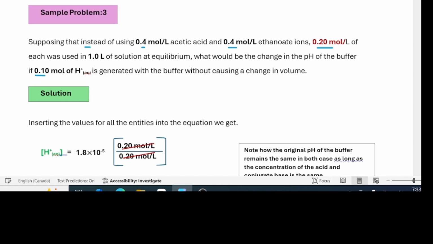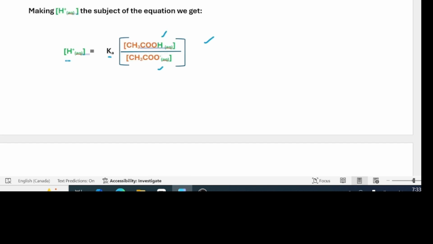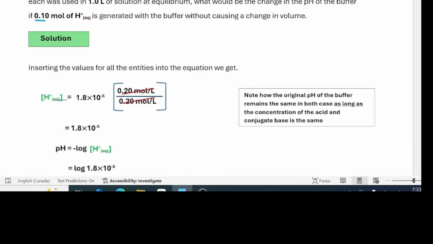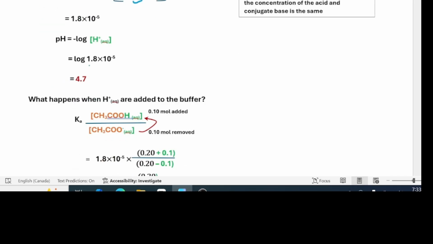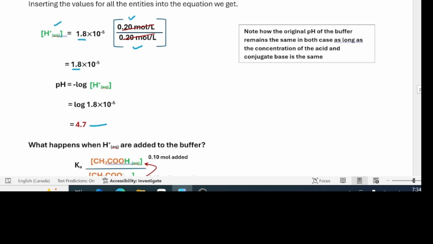Alright, again, we calculate the initial pH. You know how to do that. This is how we calculate the initial concentration of the hydrogen ions. That's how we did here, and we'll do the same thing. A point to note is that as long as these concentrations are the same, you can see they cancel out, and therefore the pH will remain the same. First of all, we find the hydrogen ion concentration, and it turns out to be that. You do a negative log, and you see you end up with the original pH.